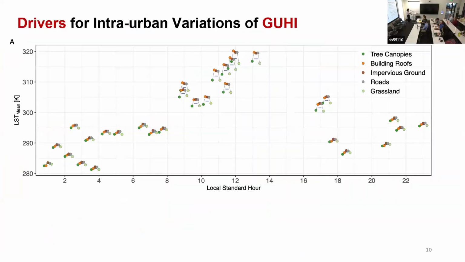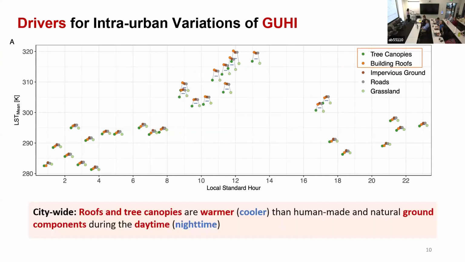And so I will skip that. Later we try to explore what caused this spatial variation of the ground urban heat islands. The main link is that because we remove the tree canopies and building roofs, they have a different diurnal temperature compared to the other components on the ground. For example, roofs are typically warmer than the pavement on the ground and roads. And also treetops are warmer than grassland during the daytime. So those are some of the differences that directly cause the differences.